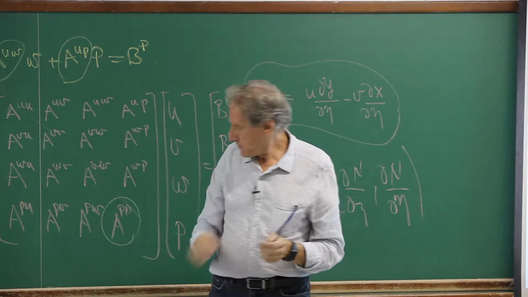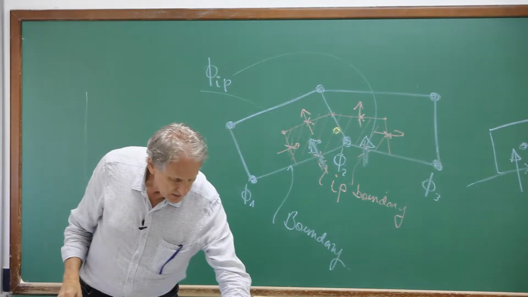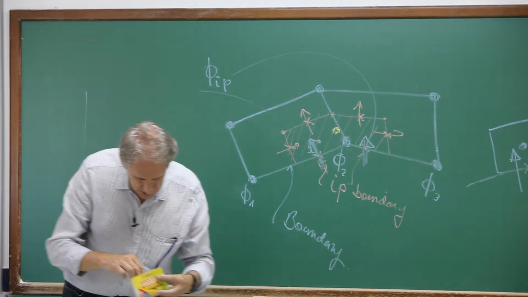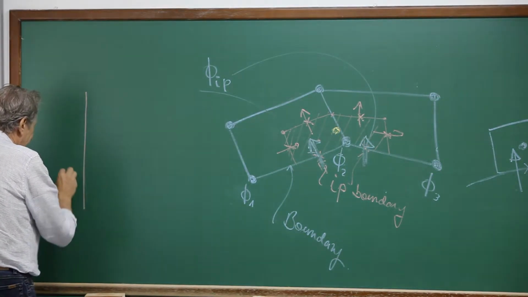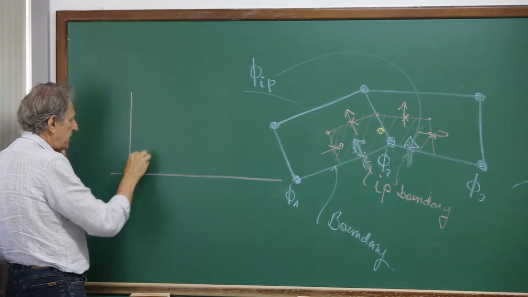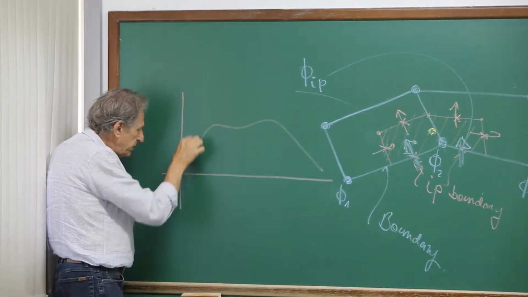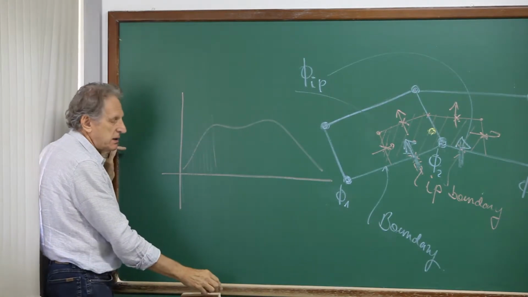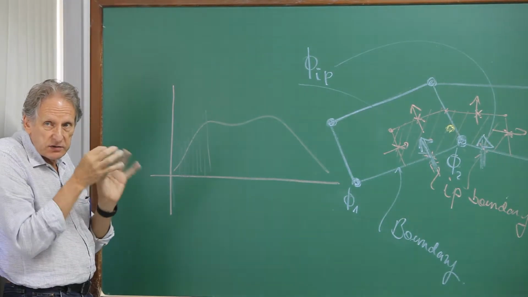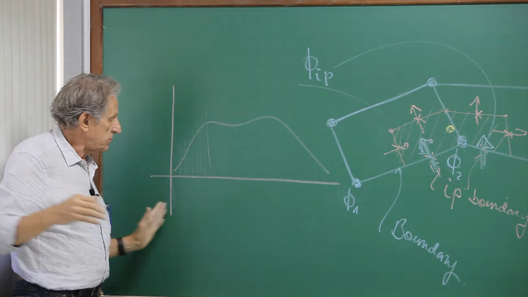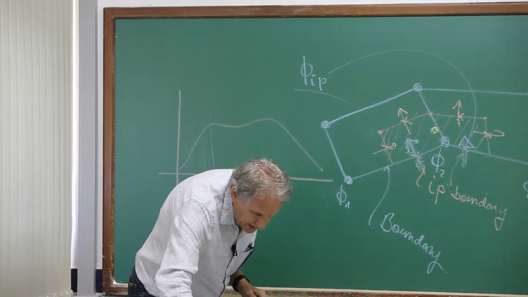It doesn't help to have an error like this one, and to put a grid like that here. It doesn't help because the neighbor points don't see too much difference in the error. You have a strong, large wavelength, it doesn't help. Let me go to this picture, and then I come back to there.